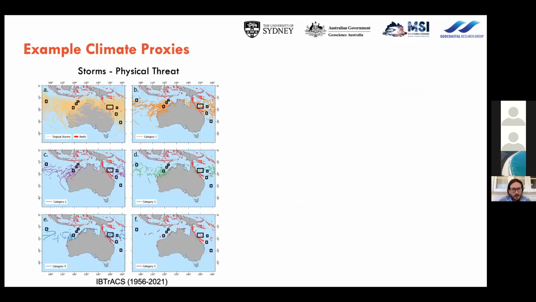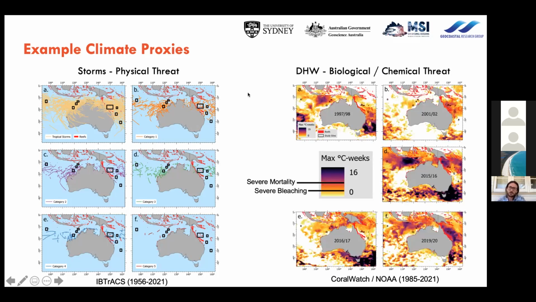So just to pull out a couple of examples of climate proxies, I pulled out the storm tracks that I got from 1956 to now. You've got tropical storms here, category 1 all the way to category 5. And you can see straight away that the Northwest Shelf and the Coral Sea tend to get a bit more storm activity than some of the higher latitude areas down here. So instantly we can go, okay, we know that storms may change islands, so maybe that's something we should investigate.